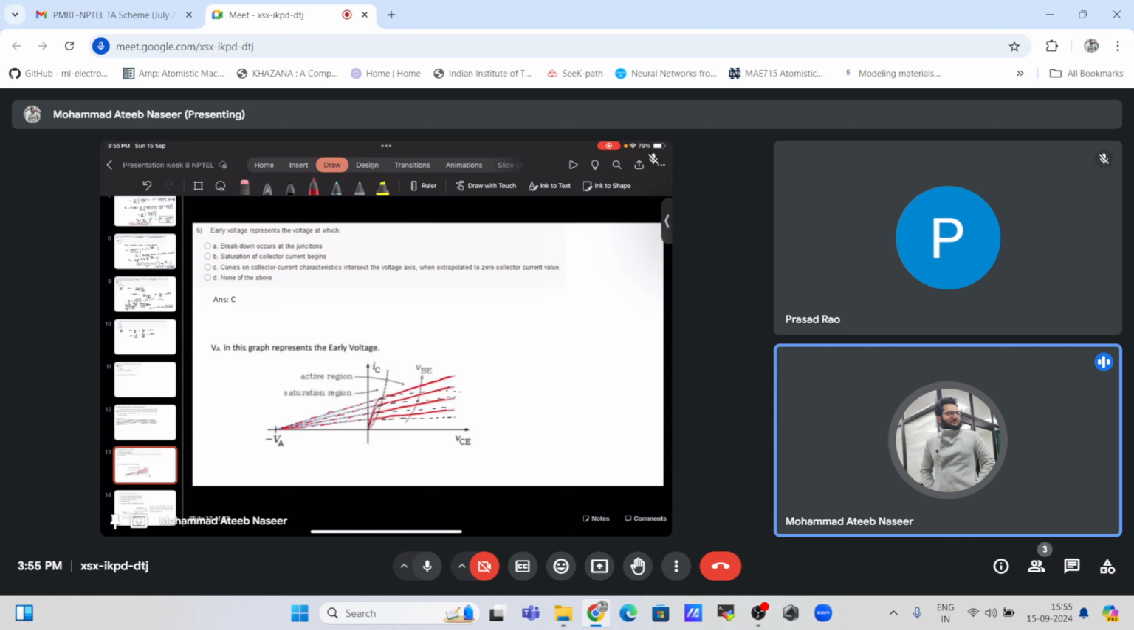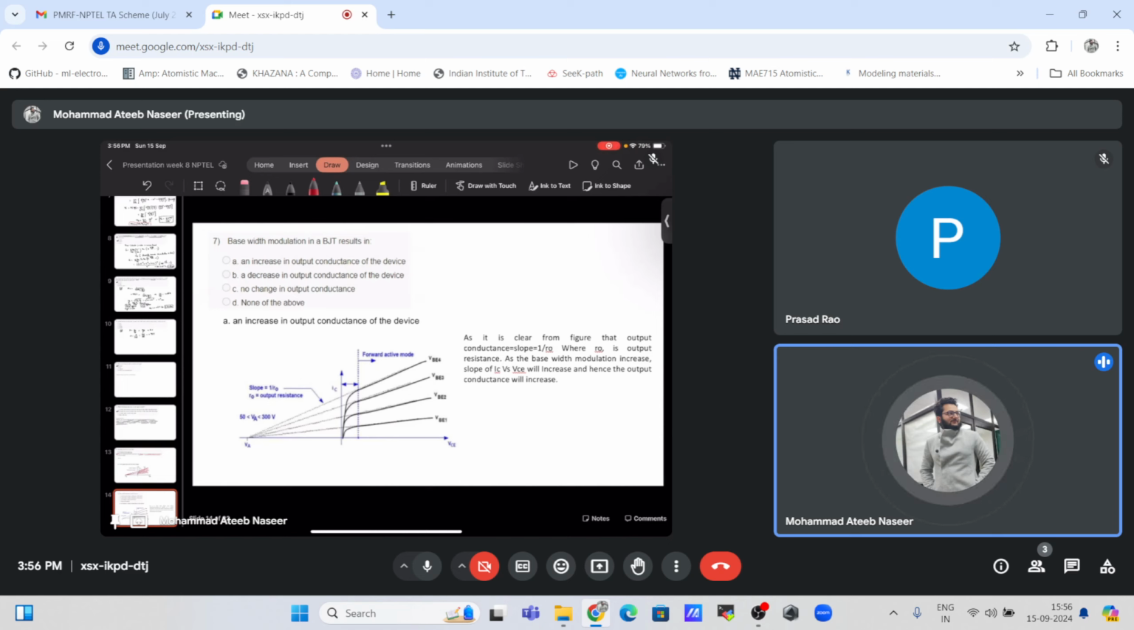Okay, so this is what we say, that the curves on the collector current characteristics intersect the voltage axis, and when extrapolated to zero collector current value, we will get the value for the early voltage. So option C is the correct option. So these are the statements.